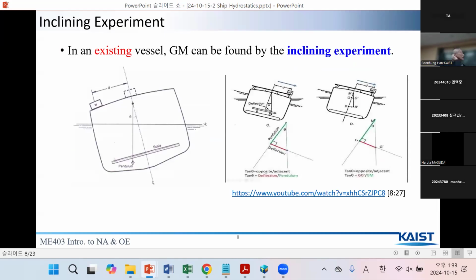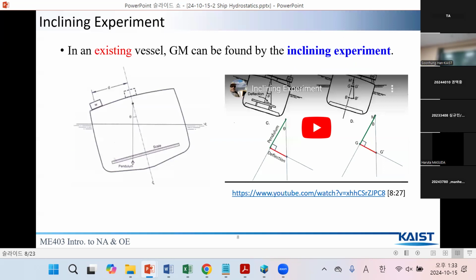Inclining experiment. When a ship is constructed, even though designers want to know the real value of the weight, because I designed it in this way, shipbuilders do it a little bit differently.